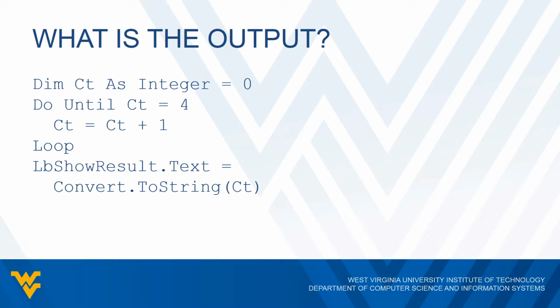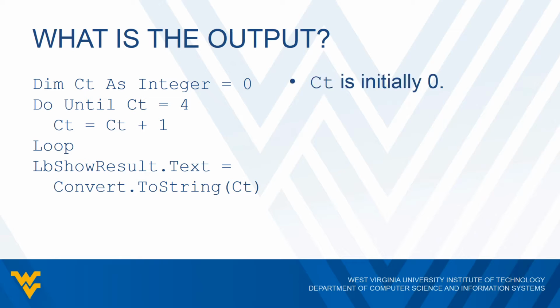Let's look at this example. Here we still have CT, and it's initialized to 0, but now we're using a do until loop. So our condition is CT equals 4. Then we're going to increment by 1 if we go into the loop, and we will display some result. Take a look at this and see if you can determine what the output of this is going to be.